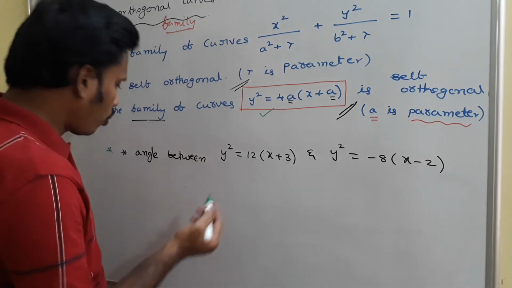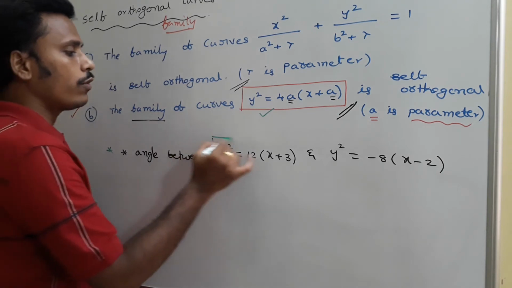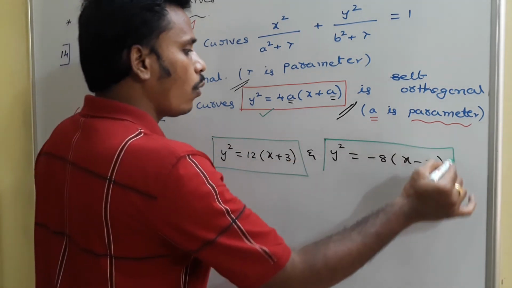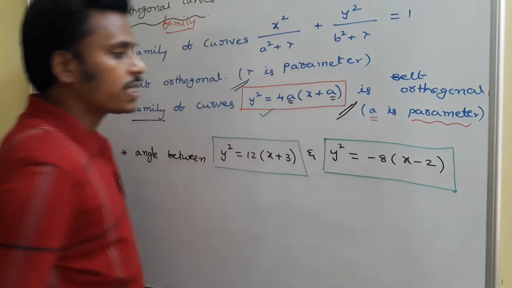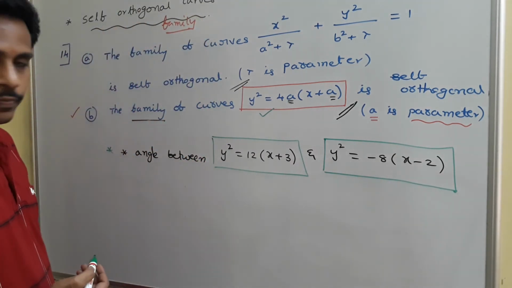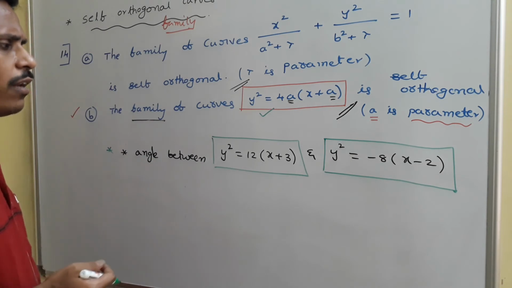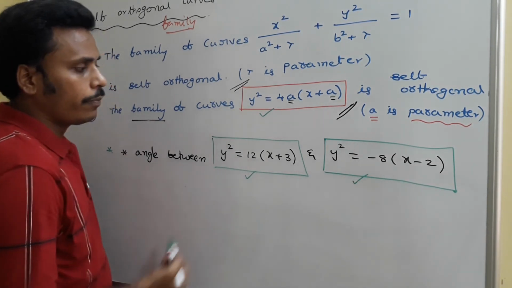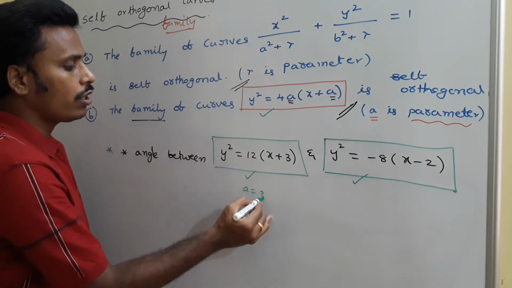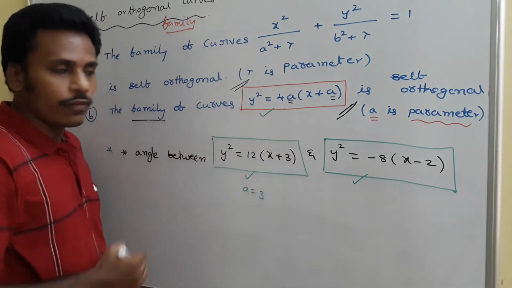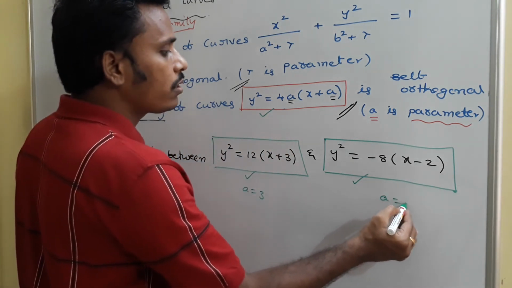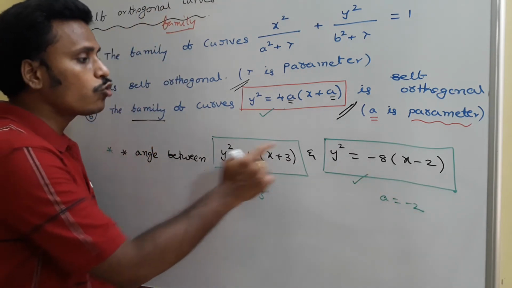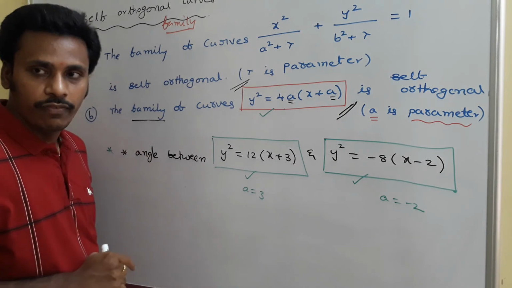Suppose you have a question to find the angle between these two curves: y square is equal to 12 into x plus 3, as well as y square is equal to minus 8 into x minus 2. You need to calculate the angle between these two. These two curves belong to the same family. If you take a equal to 3 in this, you will get the first curve equation. As well, if you take a equal to minus 2, you will get the second curve equation.